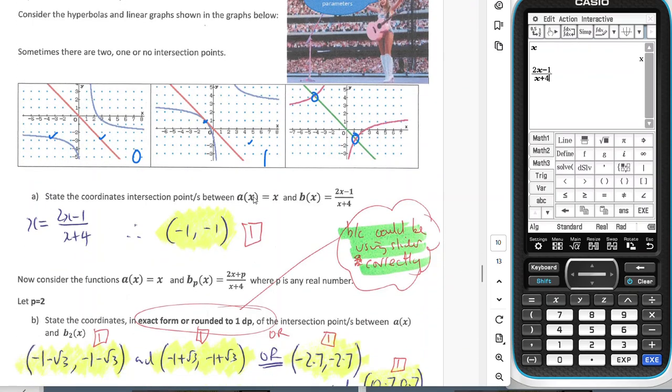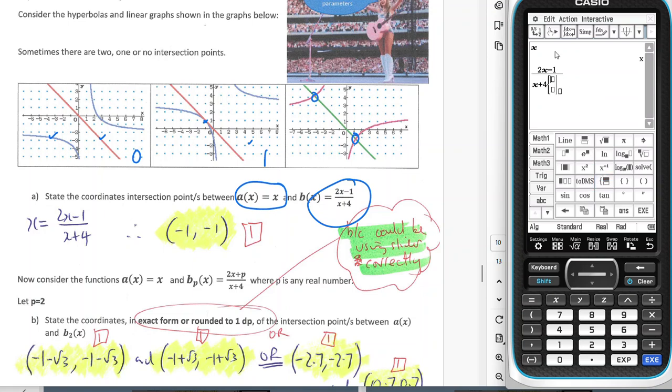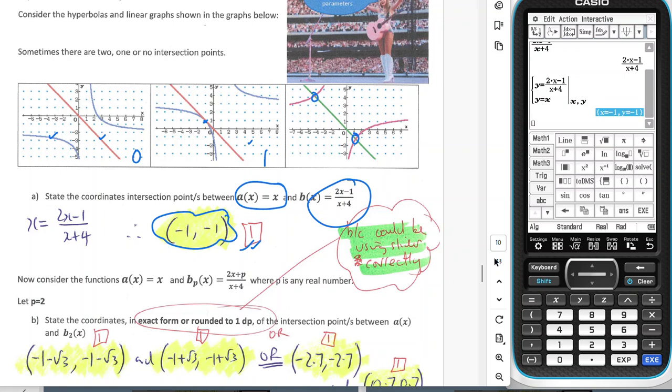So in part A, state the coordinates at the intersection between this and this. Okay, so I could set them equal to each other, or alternatively, I'd like to use simultaneous equations and go y equals this one, and the second equation is y equals x. Solve that for x and y, and the reason I like that is that it will give you an answer in coordinate form, the x value and the y value, and -1 in coordinate form is the answer.